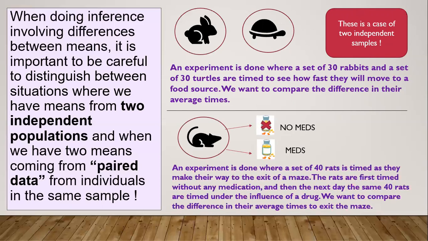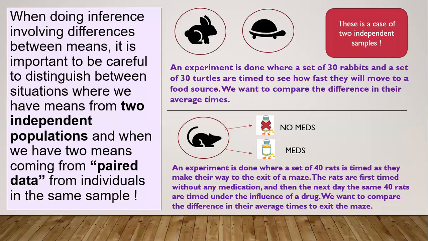But now consider the following situation that also involves two averages. Suppose that you do an experiment where you have a sample of 40 rats, and you time those rats, first, as they make their way to the exit of a maze without the influence of any kind of medication, and then a day later, while those rats are under the influence of a drug, you time them again. And you compare the difference in the average times that the 40 rats take to exit the maze. First, the average time when they didn't have the medication versus the average time when they did have the medication.